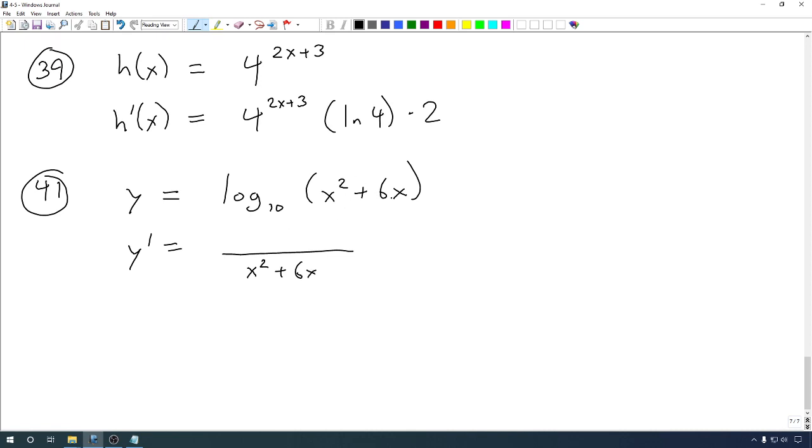So the derivative of x squared plus 6x is 2x plus 6. But because we're using a different base, we have to also divide by the natural logarithm of that base. And that's really the only contribution of the base to this formula. And there's no reason to distribute that ln of 10. It's just there.